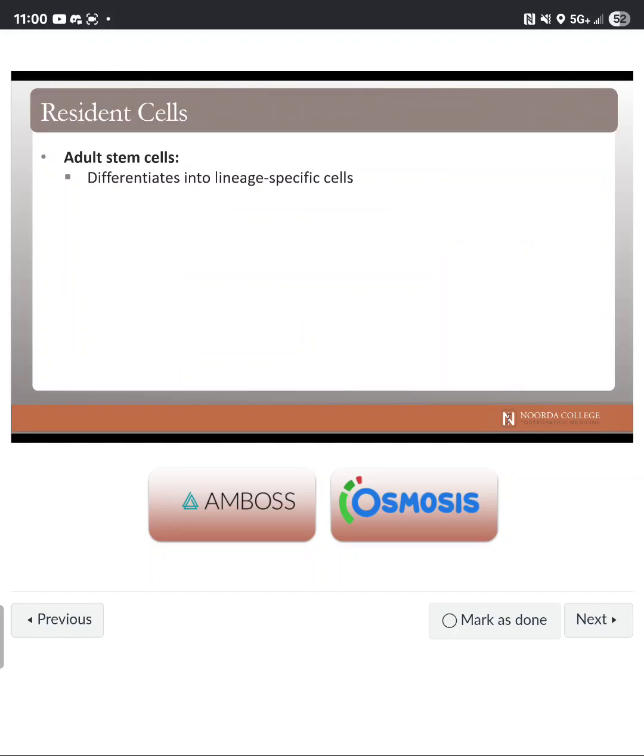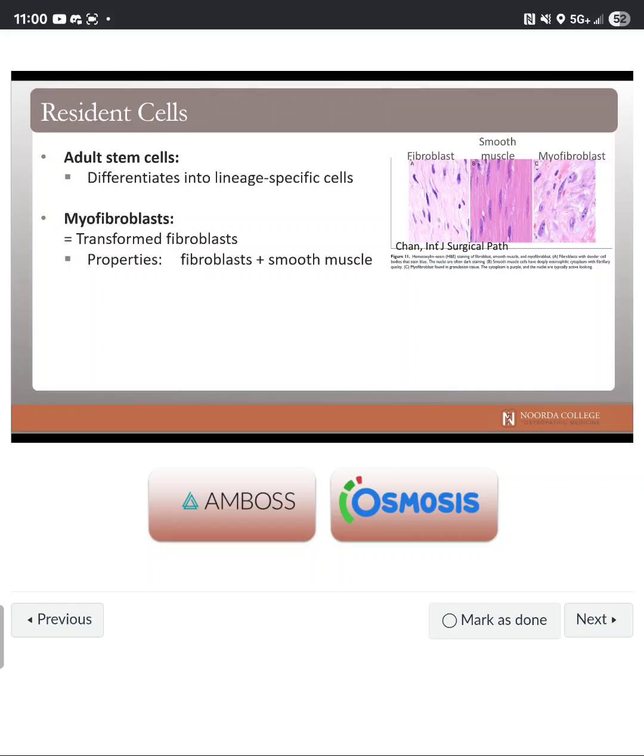In the resident stem cell category, we're going to start off with adult stem cells. Stem cells are very commonly present in various organs, and they can differentiate into lineage-specific cells. In the connective tissue, they can differentiate into the various mesenchymal cells. Myofibroblasts are basically transformed fibroblasts, and they have properties of fibroblasts as well as smooth muscle activity.